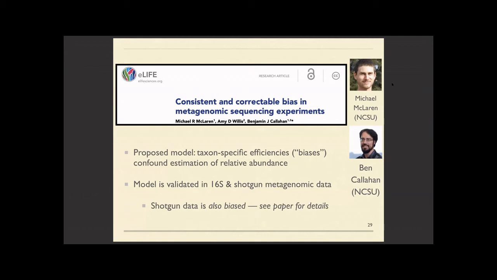I won't talk about it today, but in that paper we validated this model both on 16S data and on shotgun metagenomic data. So please don't let me leave you with the impression that shotgun data is free of these biases. It turns out that DNA extraction or cell lysis plays a massive role in determining these efficiencies, which makes sense, because the efficiency with which you can get DNA out of a cell is going to impact how much DNA you see from that cell. So take a look at the paper for some information about the shotgun analysis that we did.